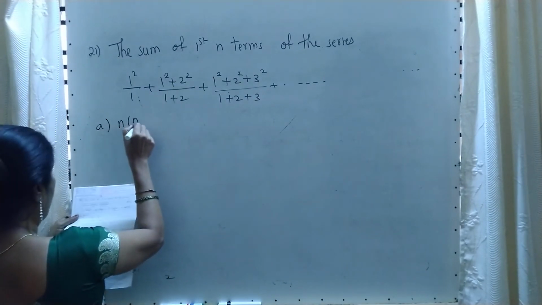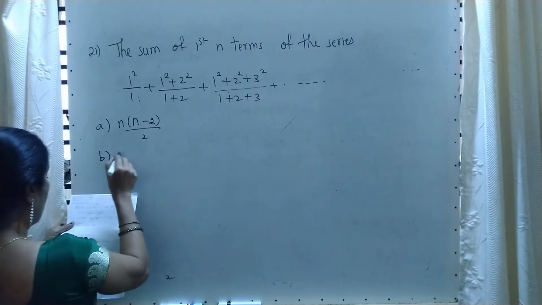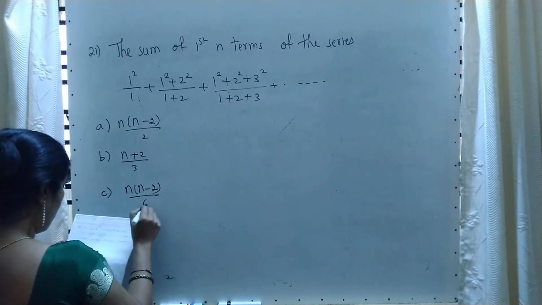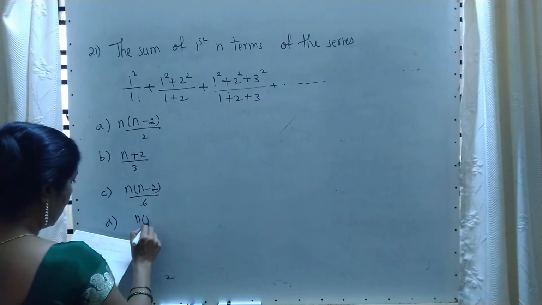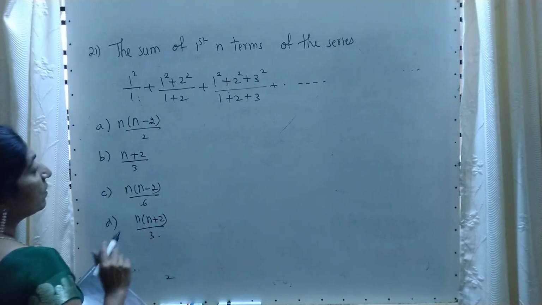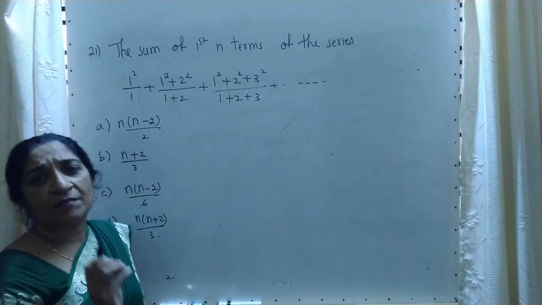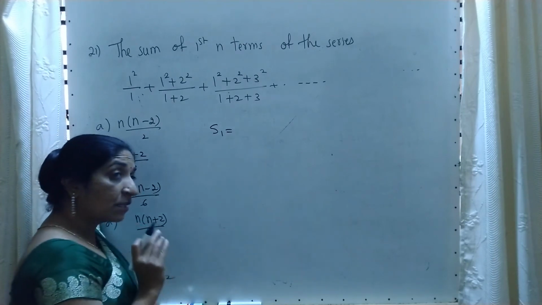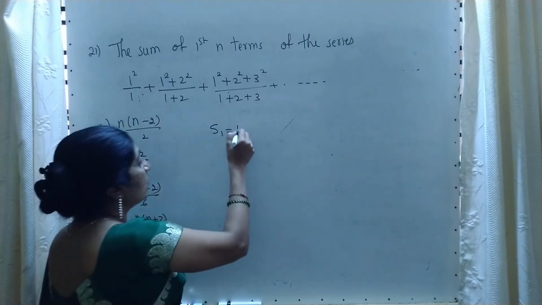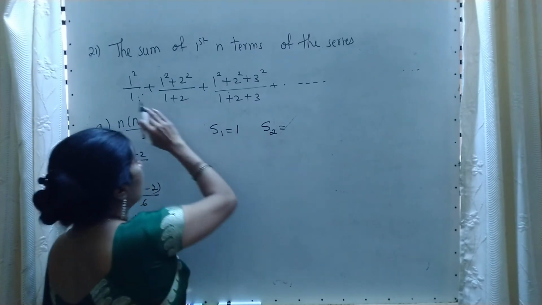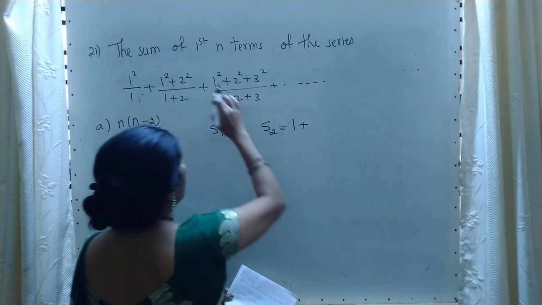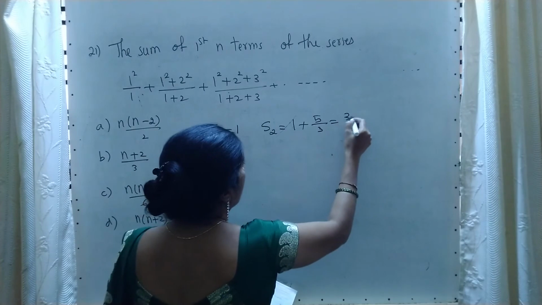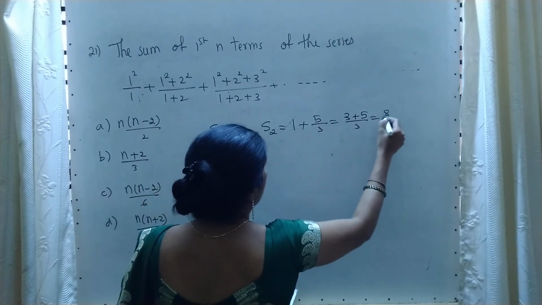Option A is n into n minus 2 upon 2. B, n plus 2 divided by 3. C, n into n minus 2 divided by 6. Next, n into n plus 2 divided by 3. So here also I am not applying any formula, just a basic logic. What is S1? S1 is nothing but the sum of the first term. 1 square upon 1 is 1. S2 is what we get by adding first and second term. This is 1, and here 1 square plus 2 square, 4 plus 1, 5 divided by 3. If you take the LCM and simplify, we will get 8 by 3.